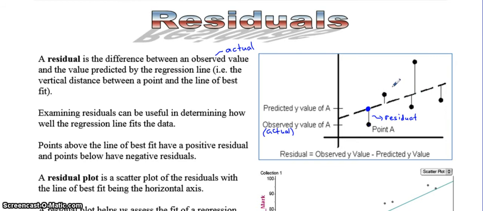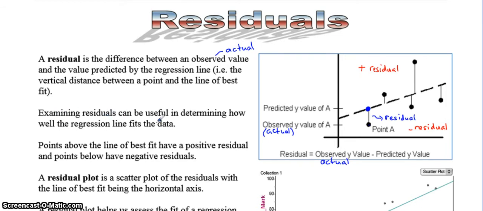If the point is above the line of best fit, you have a positive residual. And if the point is below the line of best fit, you have a negative residual. So what you do is you take the observed or the actual value of y and you subtract the predicted y value.